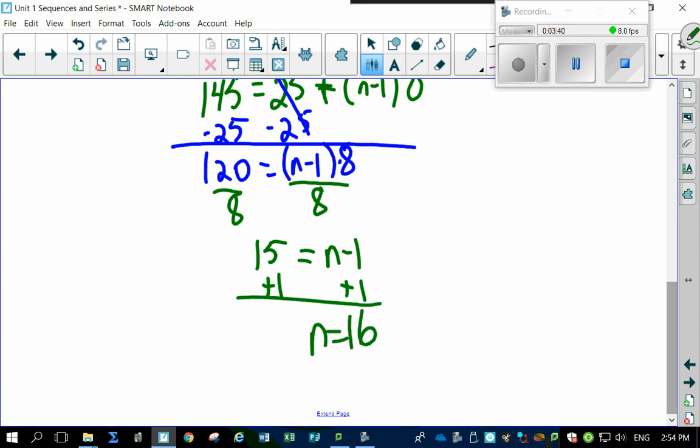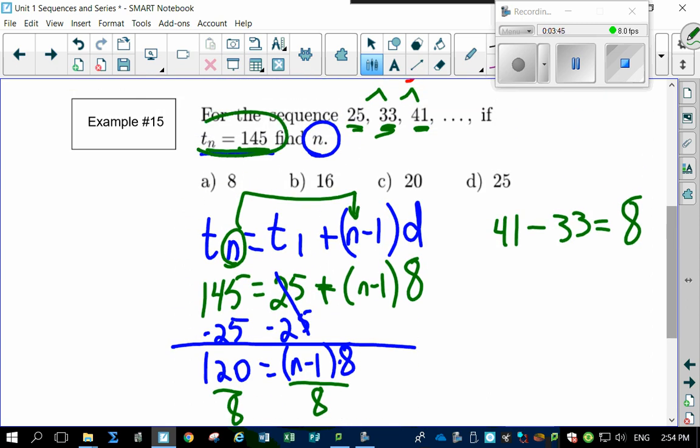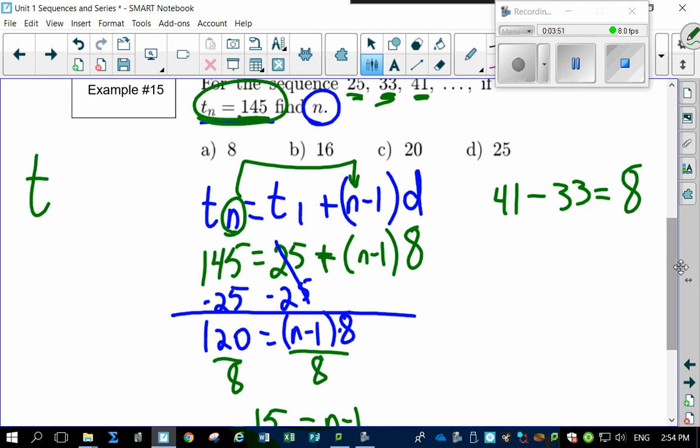So in fact, this term way up here, Tn, which is 145, is actually T what? Look down at the bottom: T16. T16 equals 145. There you go. And that's how you solve these kind of problems.